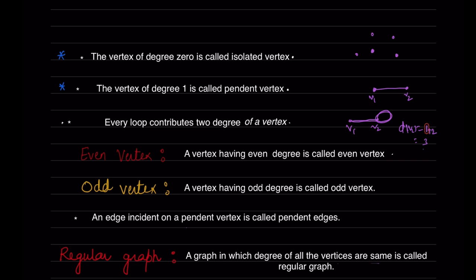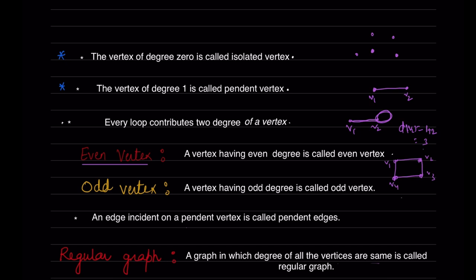Next is the even vertex. An even vertex is a vertex having even degree. Here we can say that v1, v2, v3, v4, every vertex is of degree 2. So every vertex is called an even vertex. Degree of v1 is 2, so the vertex v1 is an even vertex. v2, v3, v4 are even vertices.